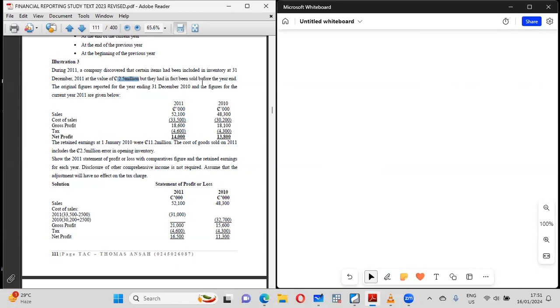So it means that we need to, and they finished preparing the financial statement. It said the original figure reported in 31st December 2010 and 2011, these are the figures. Because the 2010 one has been prepared and gone, but we discovered this one in 2011. And we are told that the retained earnings as at 2010 is 11.2. And the cost of goods sold in those periods includes that 20 million in error in the opening inventory. So you have to be very, very careful.